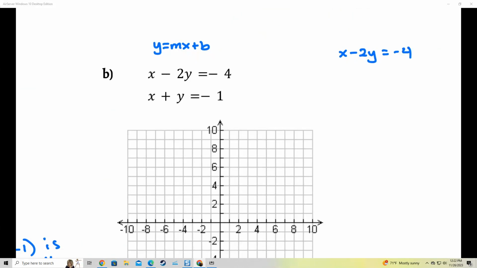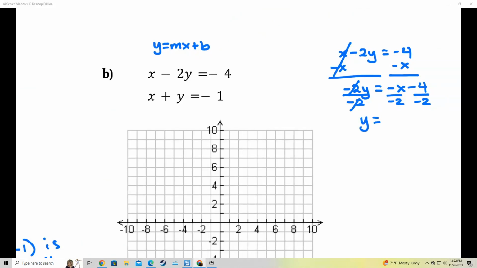We're going to try to get the y by itself. Right now, I have that x in the front, so I can get rid of that positive x with a minus x. These are going to cancel. I'm left with negative 2y is equal to negative x minus 4. And then everything's going to get divided by negative 2. These are going to cancel. I'm left with y equals, I have a negative divided by a negative. That's going to be a positive. And because there's no number in front of that x, I know it's a 1x over 2.